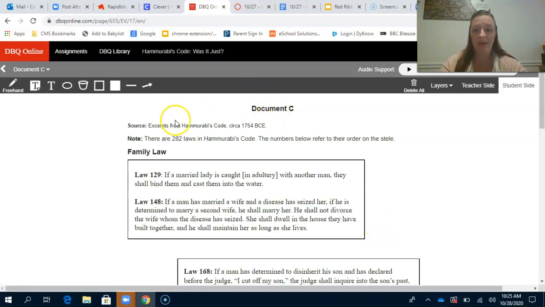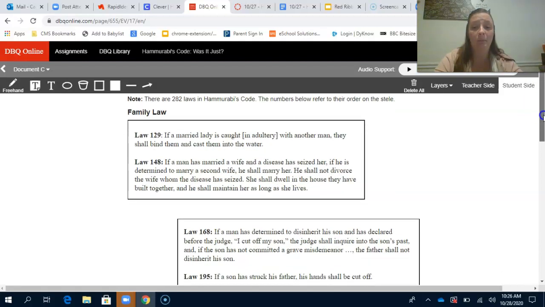Document C is an excerpt from Hammurabi's Code, which comes from 1754 BCE. Okay, and there are 282 laws in Hammurabi's Code. The numbers below refer to their order on the stele. And remember, the stele is a big 8-foot tall piece of stone that the laws were carved into so that people knew the laws that they had to follow. So today's document C has to do with family law.